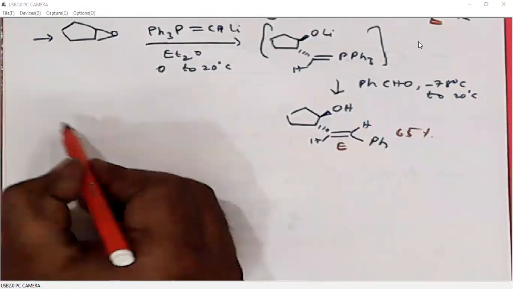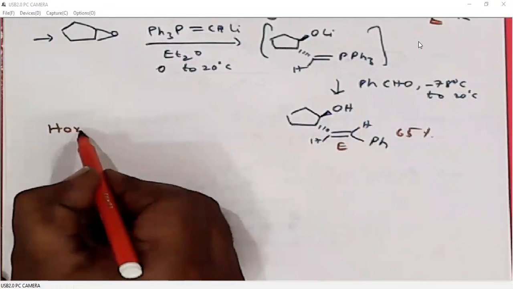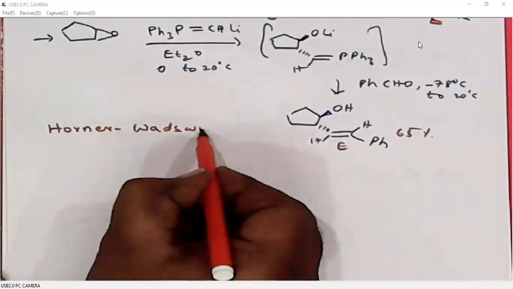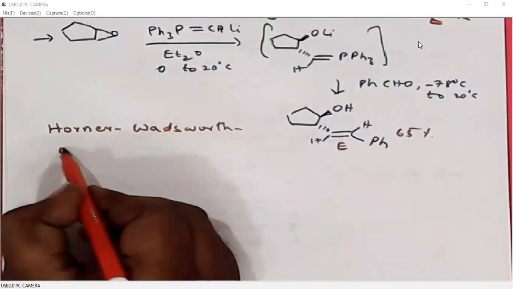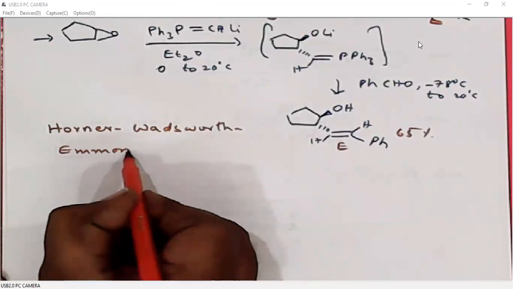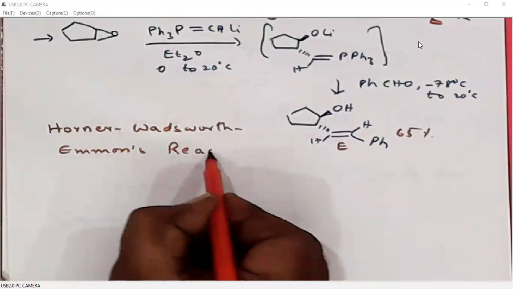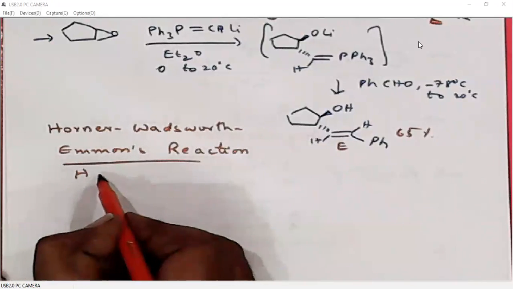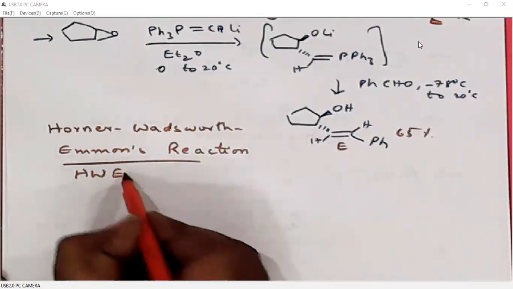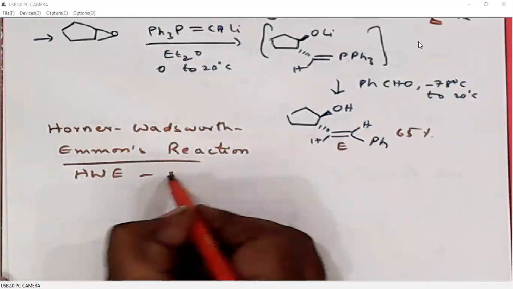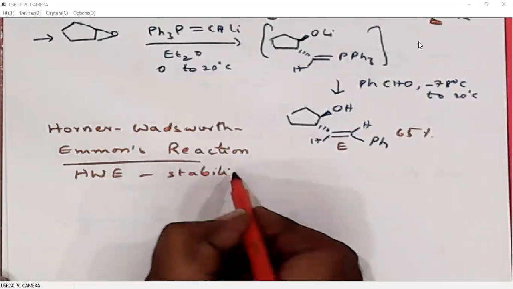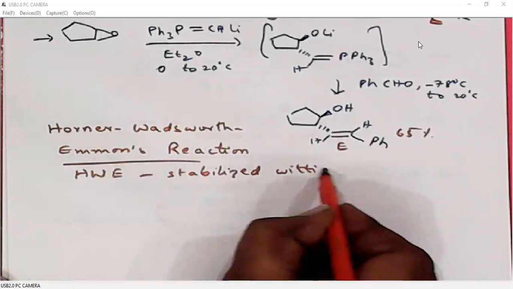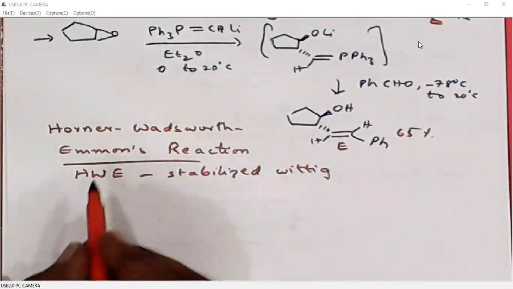Now we will discuss the Horner-Wadsworth-Emmons reaction. What is this? In short, it is generally called HWE. HWE is a stabilized Wittig reaction. When we say a stabilized Wittig, it gives E as the major product.